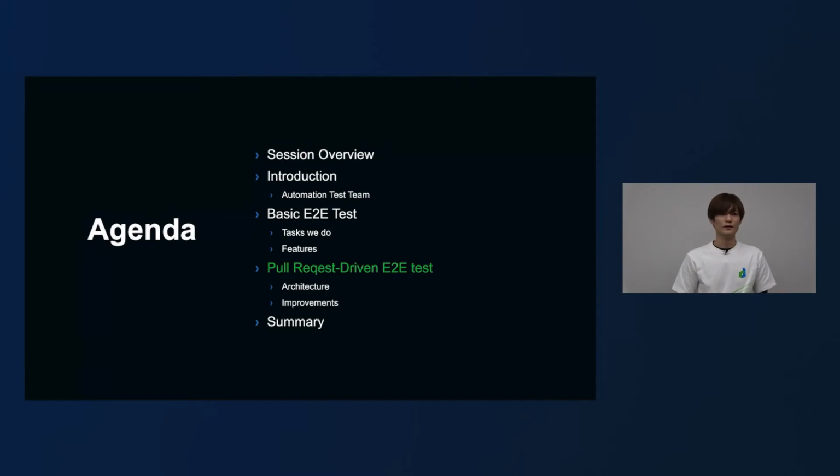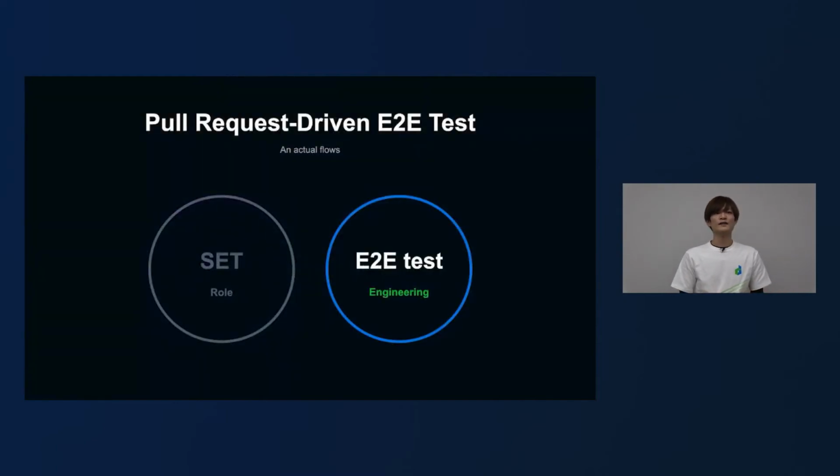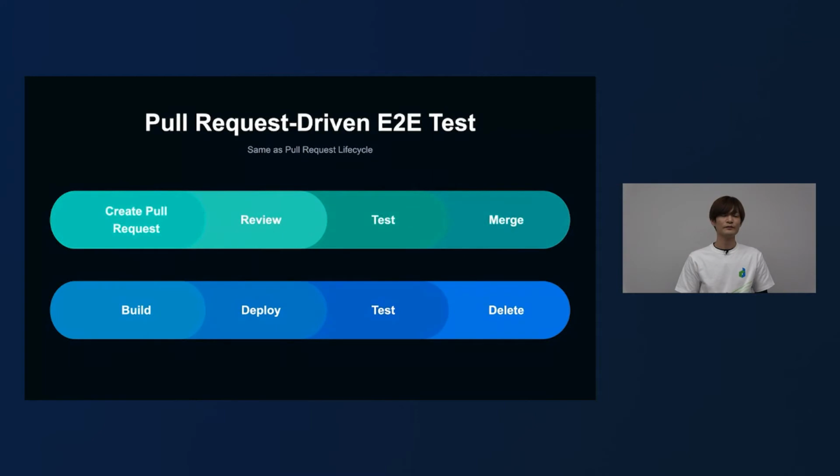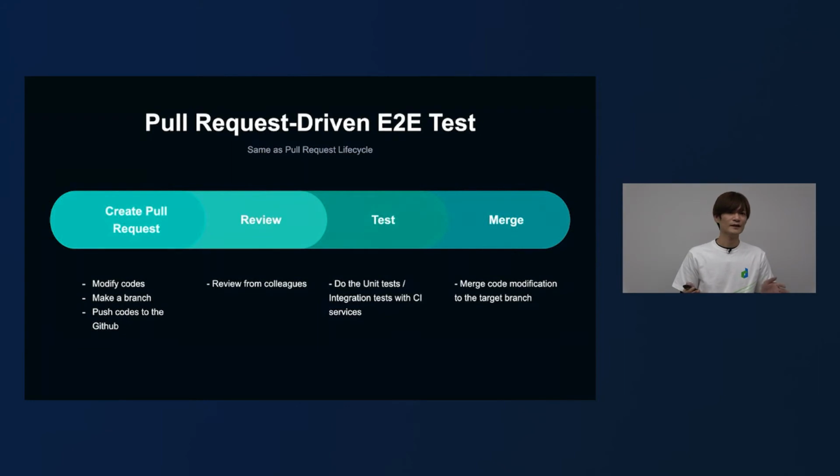Now, let me move on to the next section of my talk. I will discuss how we run E2E tests on pull requests, what sort of architecture, configuration, and technology stacks are being used. First of all, this mechanism itself coincides with the life cycle of the pull request itself.